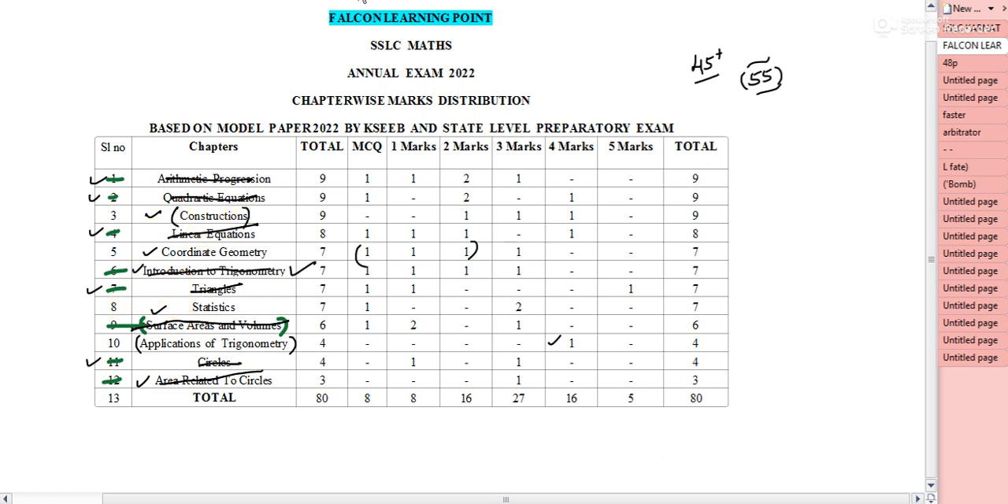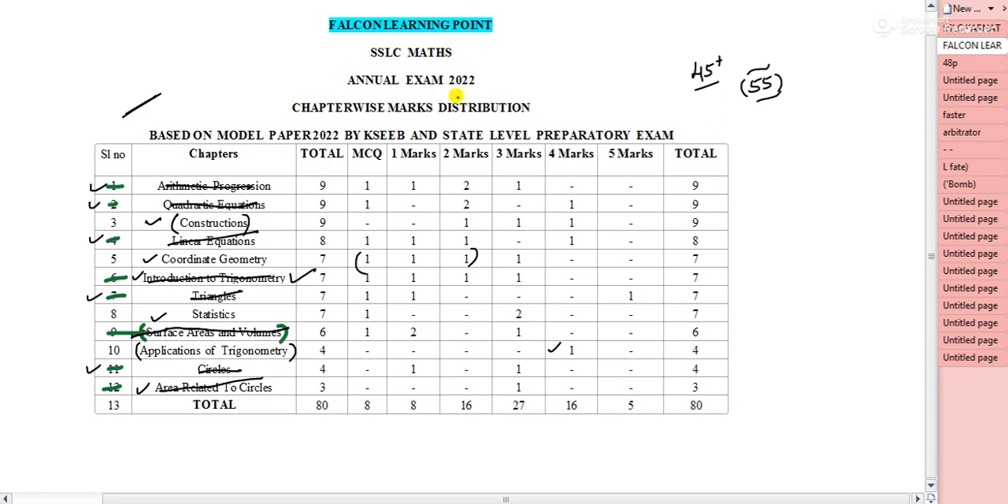Okay, so I'll just wind up this video here. Sorry to say this, because it's already around 37 minutes I have taken. So in the next video I'll finish these three chapters: constructions, statistics, and coordinate geometry. Sorry for that. The link will be provided in the description box. Part 1, 2 and the third part will be available soon.